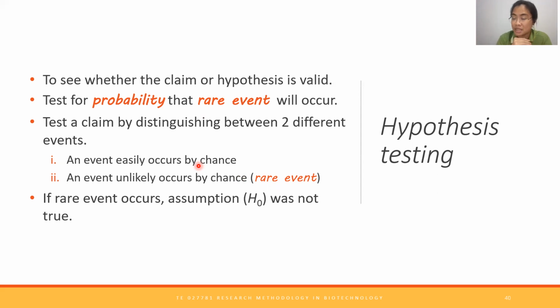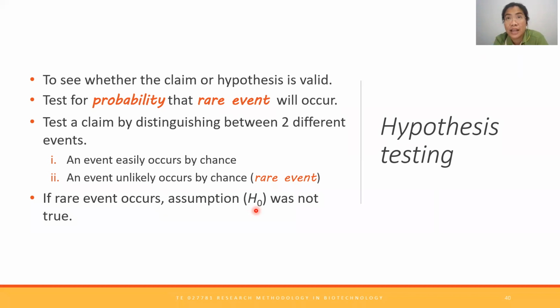That is hypothesis testing. It distinguishes, it differentiates between these two types of event. So if a rare event occurs, the assumption of the null hypothesis was not true, so you reject the null hypothesis.